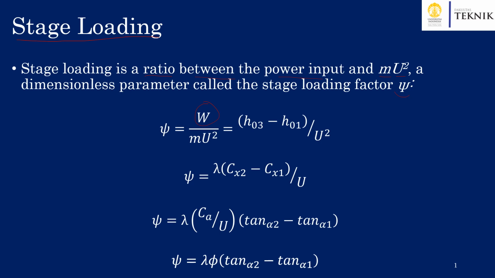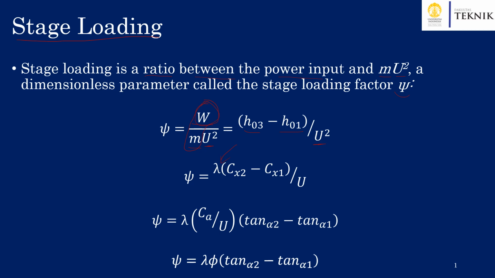And as we know, we can write this mathematically as W divided by mass flow rate and the square of U. As we know previously, power input divided by mass flow rate is also equal to the total enthalpy rise across the stage, and the square of U remains the same. And we have another way to note down the stage loading as a function of lambda.